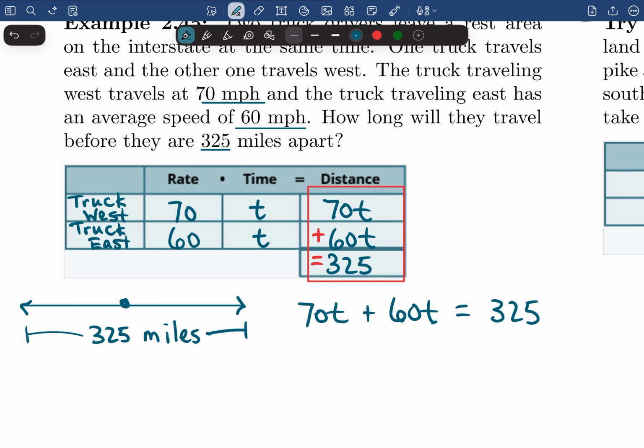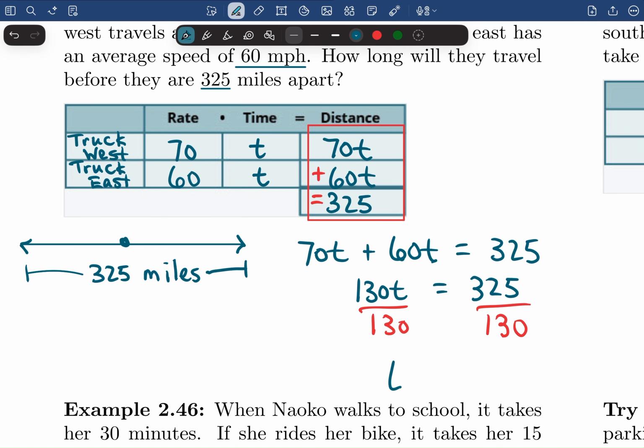And this is a really easy equation to solve because all the variable terms are on one side and the constant on the other. So 70t plus 60t gives me 130t. That equals 325. Now all I have to do, I'll do it in red, is divide by 130 from left to right. And I find out t is equal to 2.5 hours.